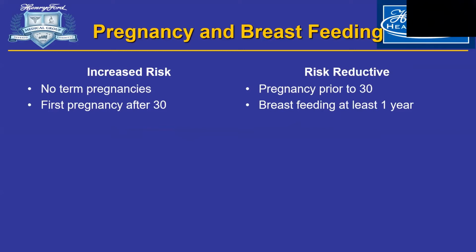Pregnancy and breastfeeding. Pregnancy and breastfeeding reduce the overall number of menstrual cycles in a woman's life. This appears to reduce future breast cancer risk. Women who have never had a full-term pregnancy or had their first full-term pregnancy after 30 have an increased risk of breast cancer. For women who do have children, breastfeeding may slightly lower their breast cancer risk, especially if they breastfeed for at least 1 year. For many women, though, breastfeeding for this long is neither possible nor practical.